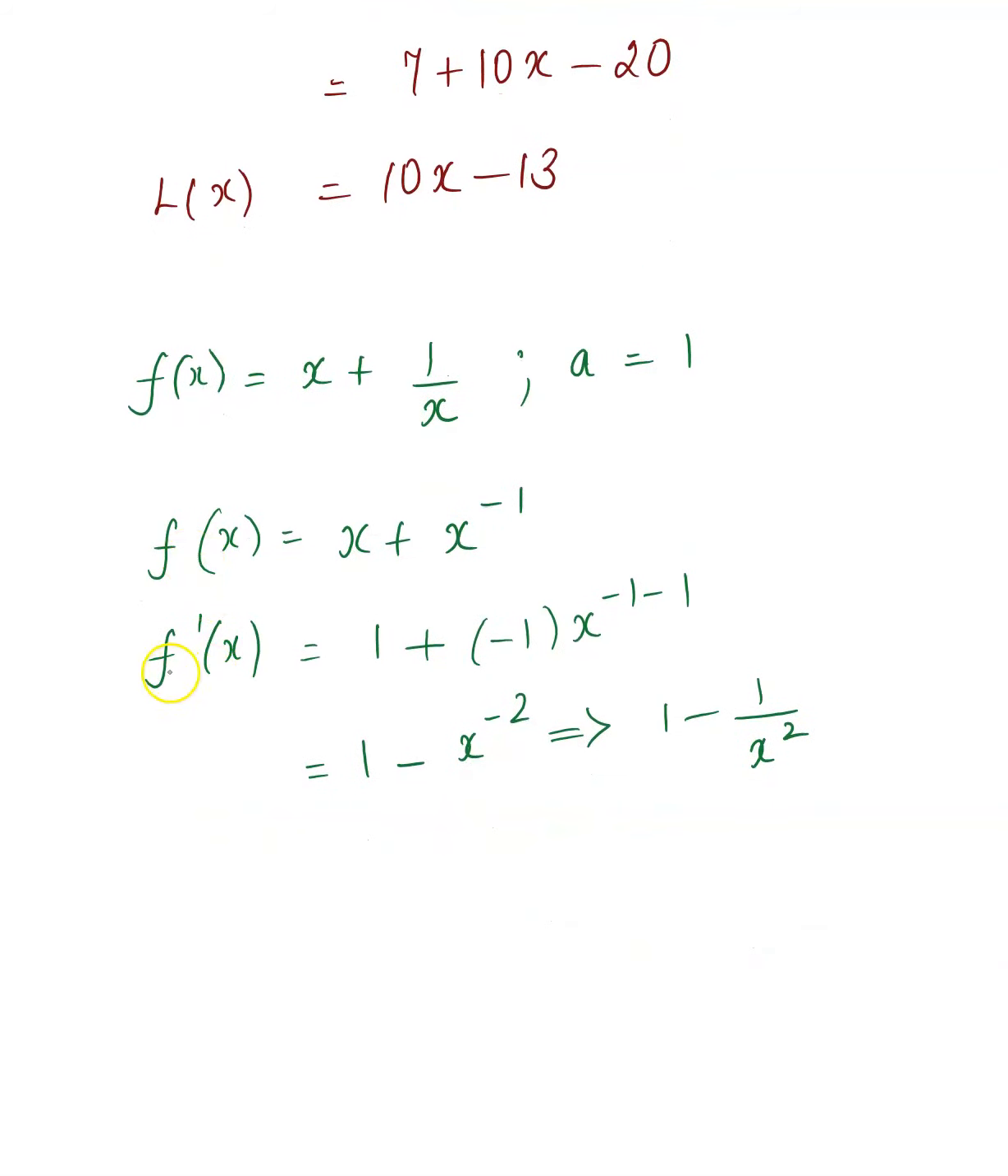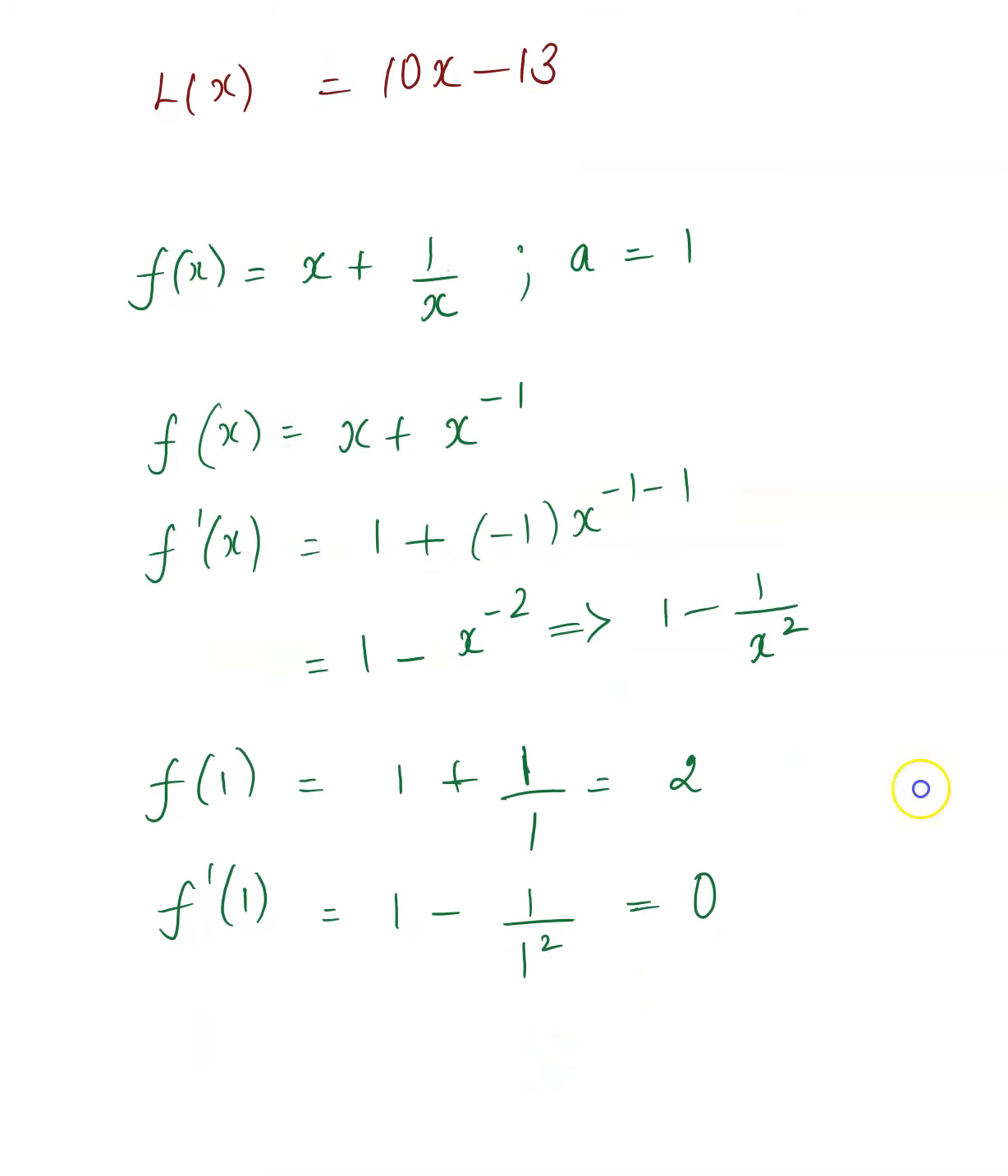So we got f of x and f prime of x. Now we need to find them at 1. So what is f of 1? So 1 plus 1 over 1, which is 2. And f prime of 1 will be 1 minus 1 over 1 squared, which is 0.